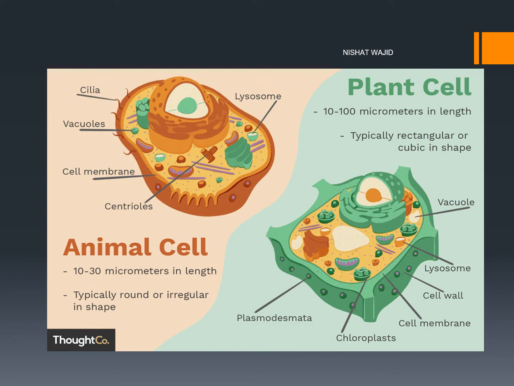In this diagram, try to locate cell membrane in an animal cell and a plant cell. You can see that cell membrane separates the internal environment of cell from its outer environment.